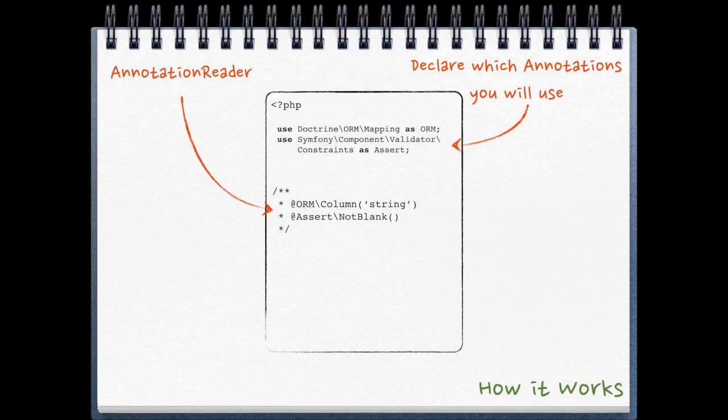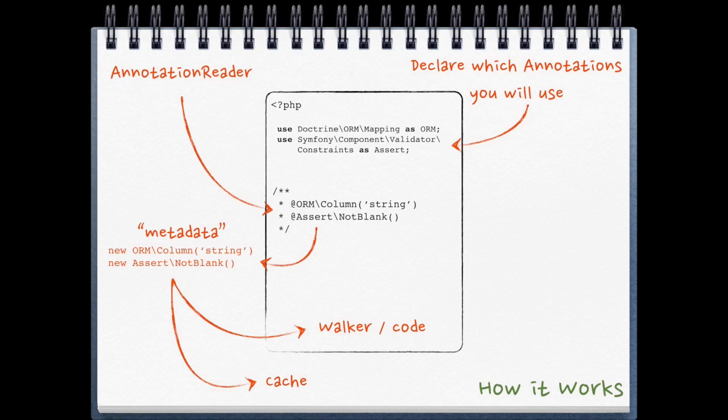Once you do that, the annotation reader, which is part of the Doctrine library, will read those doc blocks and convert them to the metadata that I mentioned, right? So it's an instance of these objects that represent the annotations with their configuration in there. From there, it does two things. It gives you that for your code, your walker, whatever is going to use those annotations to iterate over all those objects and do what they want with them. And it's also going to cache them, so the next time that you ask about this class, it will not have to read those things and reparse them. It'll just give you the cache of what you already had before, right?